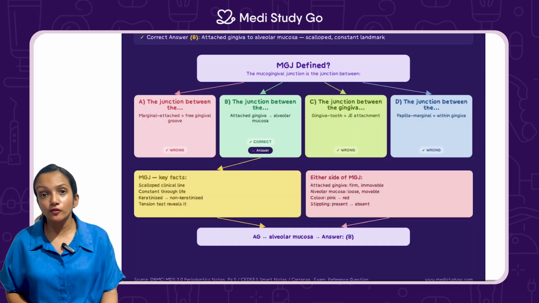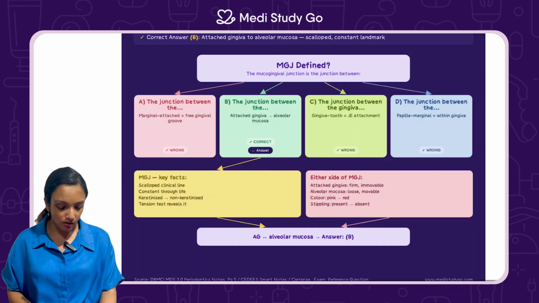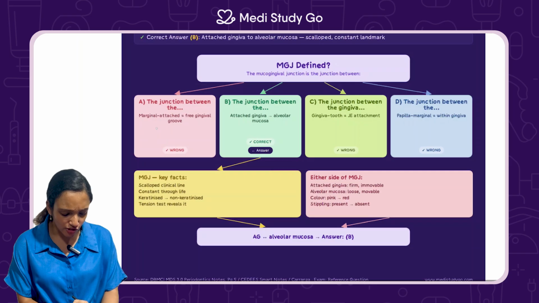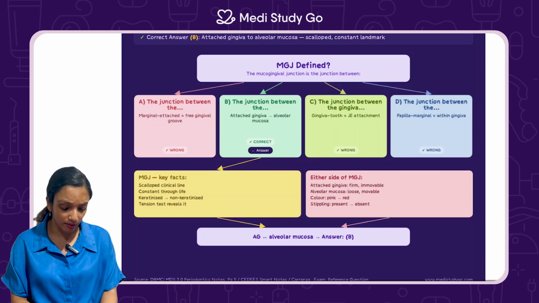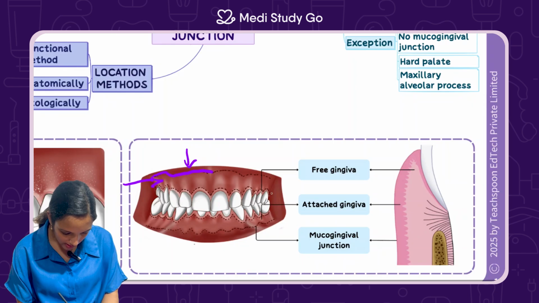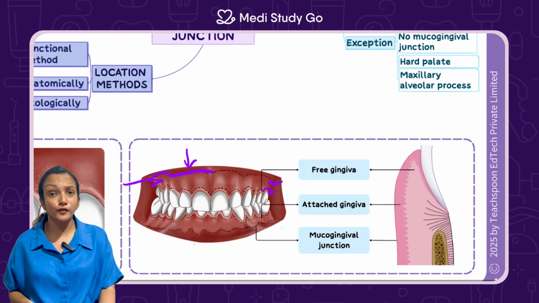So let's discuss each of the options and see why they are incorrect. So option A, the junction between the marginal and attached gingiva. For this, let's go to the image above. So this is the marginal gingiva here. This is the attached gingiva here. So the junction between this is the free gingival groove. So option A is incorrect.